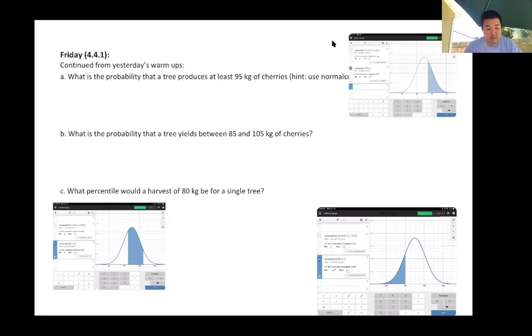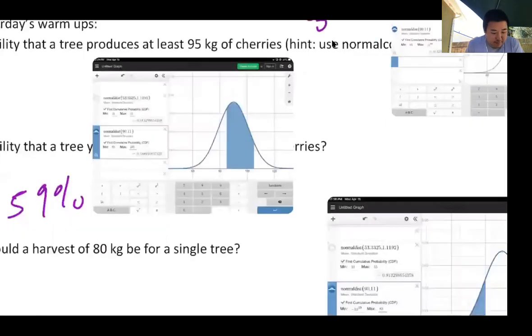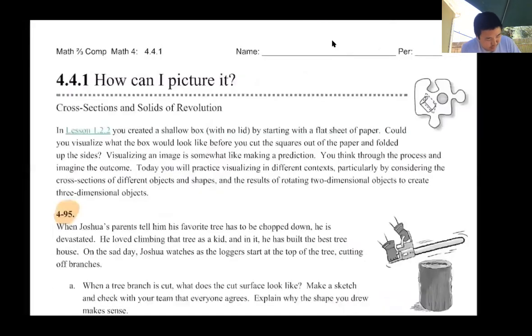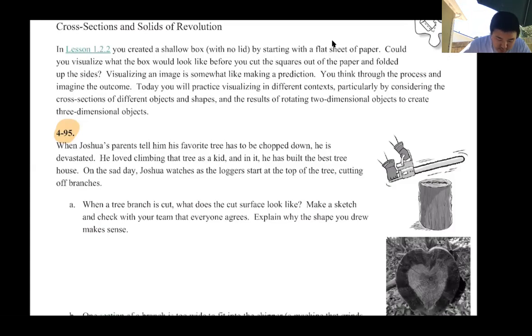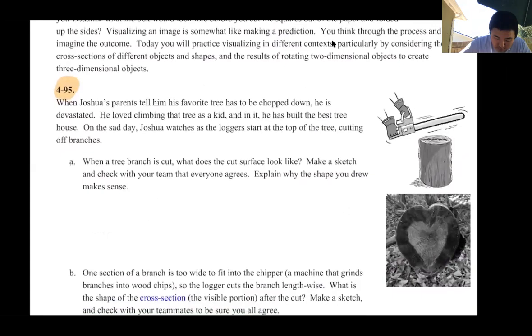All right, last one. Joshua's parents tell him his favorite tree has to be chopped down. He is devastated. He loved climbing that tree as a kid, and in it he built the best tree house. One sad day, Joshua watches the arborists start to chop the tree down. When the tree branches are cut, what does the cut surface look like? Make a sketch. Check with your team and make sure everyone can explain what shape they drew.